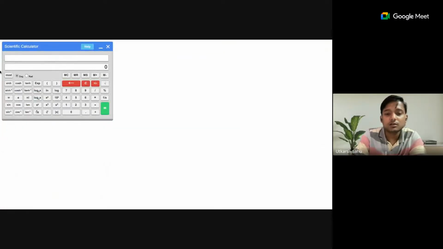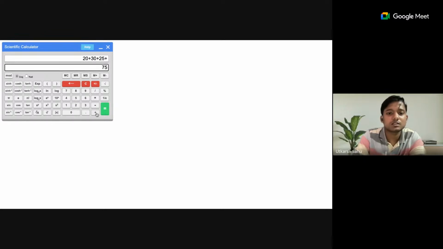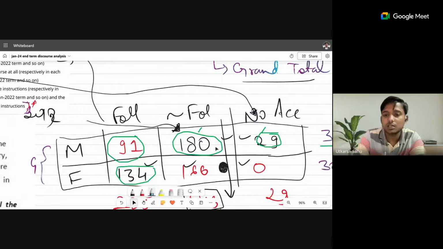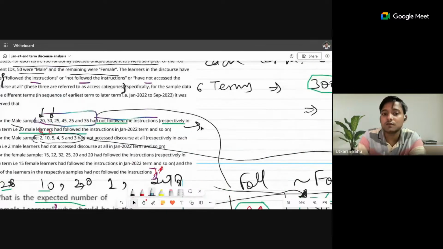So let me see this one. What was the sample saying? It was saying 20 plus 30. Also, one thing, try to practice with this calculator. In the exam you will be more comfortable knowing where is what, but it's not a very necessary thing. 20, 30, 25, 45, 25, 35, 25. Then we have 45, 25, 45 plus 25 plus, and then last is 35. What does it become? 180. And this same thing we used in this column. 180, what I have written here, male who did not follow, it came from this one.